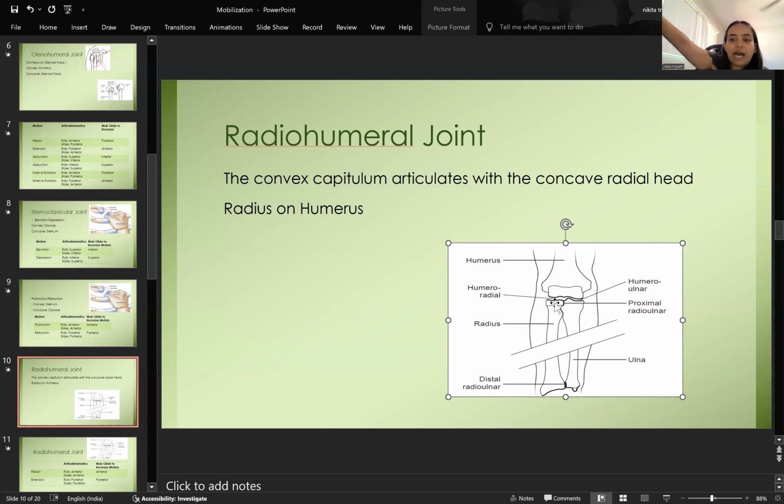As we know, with elbow flexion and extension, the arm stays at the same level and our forearm is moving, whether it is flexion or extension. So the concave radial head is moving on the convex capitulum. Means concave is moving, concave same.